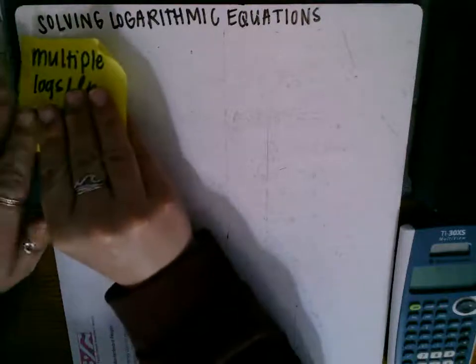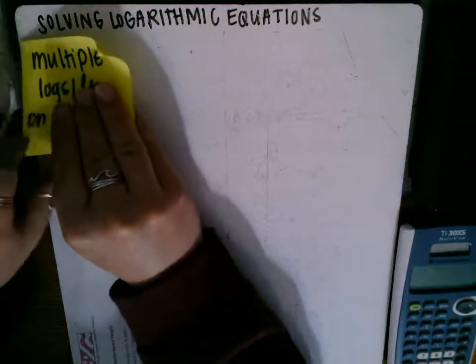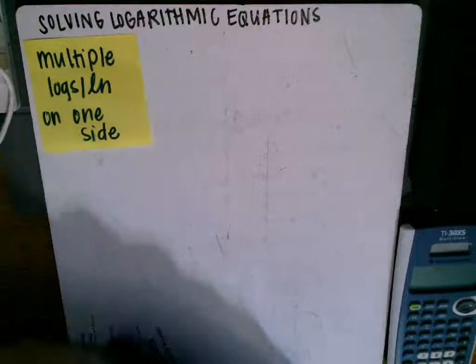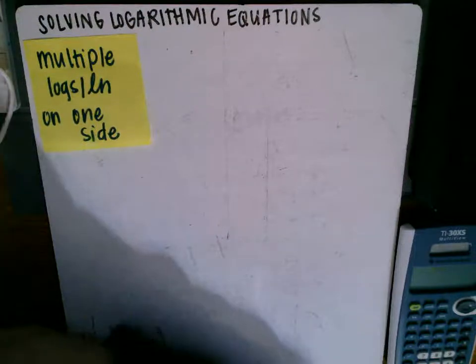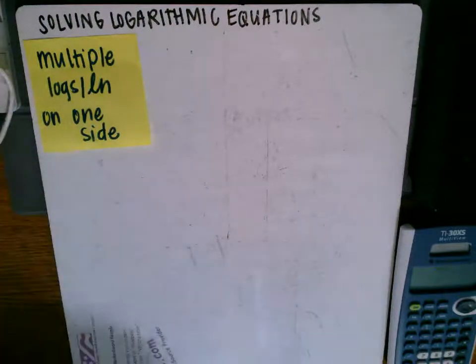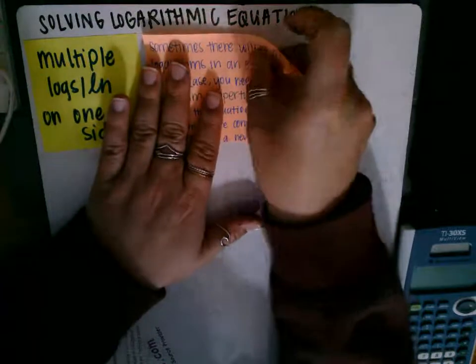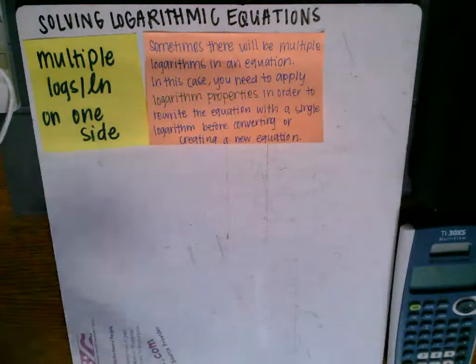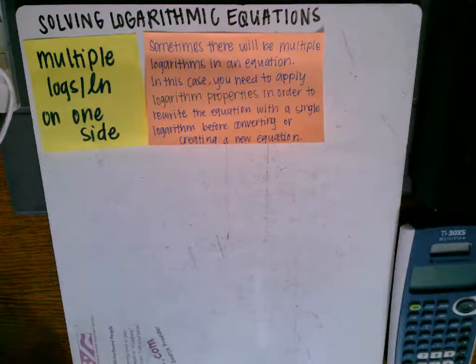In this little tidbit here, we're going to talk about, you guessed it, multiple logs or natural logs on one side. What are we going to do if we're solving a logarithmic equation? We have a bunch of logs on any given side. What's the deal? Sometimes there will be multiple logarithms in an equation. It could be on the left side, it could be on the right. Heck, it could be on both.